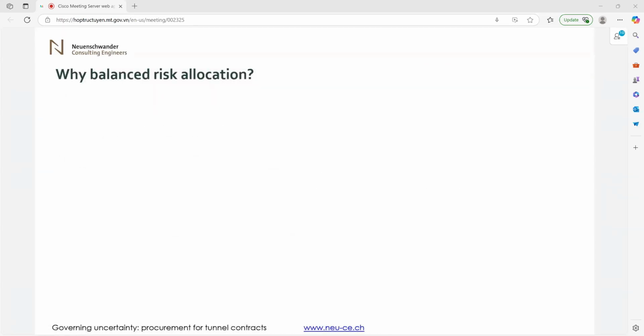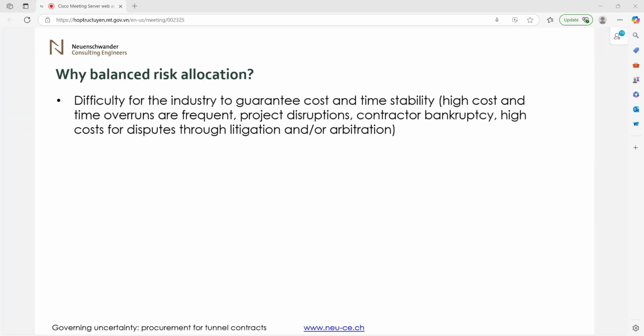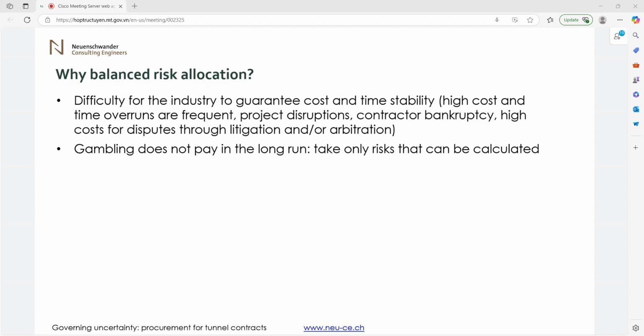Why balanced risk allocation? Next. There's a difficulty for the industry to guarantee cost and time stability. We have high cost and we have time overruns. We have project disruptions, we have contractor bankruptcy, we have high costs for disputes through litigation or arbitration, which all adds up to making projects more costly.